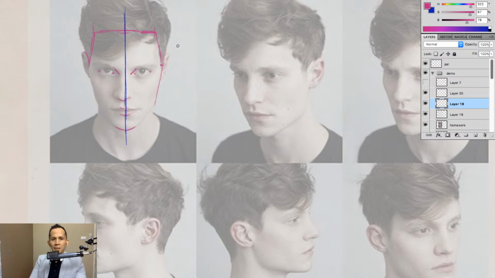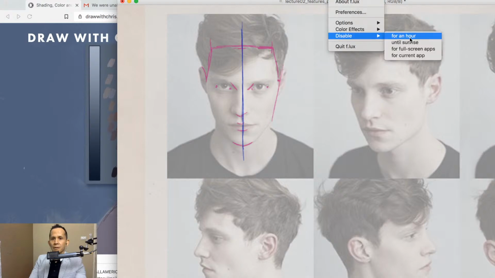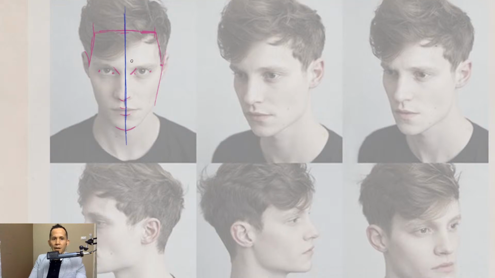And I know from experience that his head is a cylinder. It's like a Coke can. That's what Kevin Chen calls it, the Coke can. That this line wraps around a cylinder form. Boom.